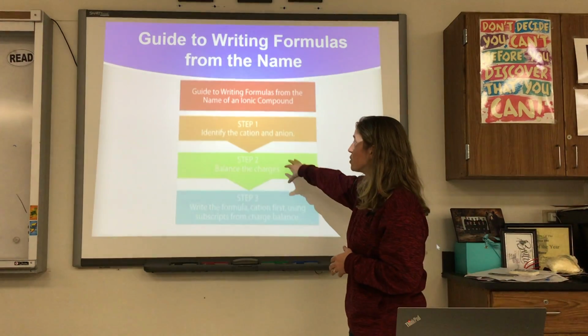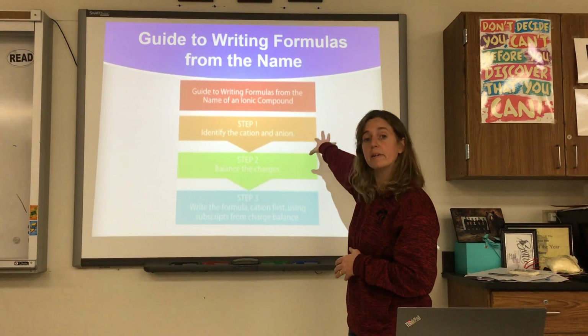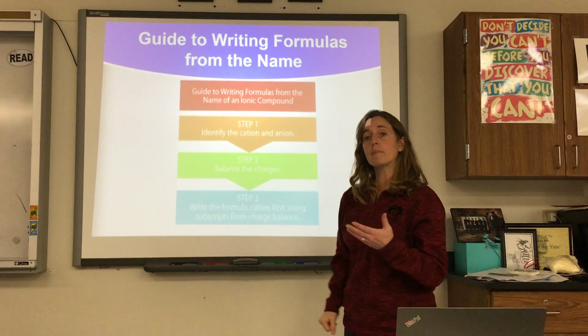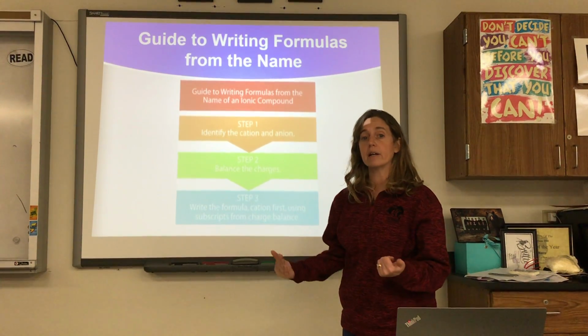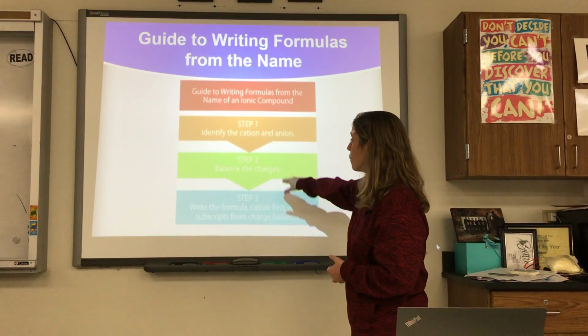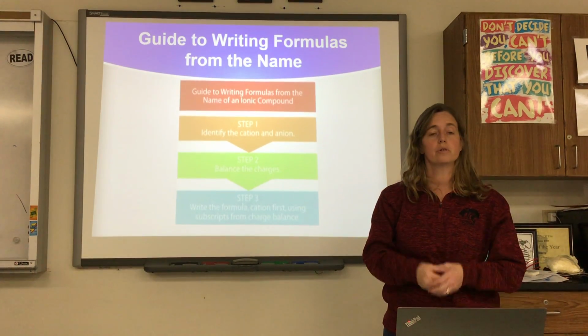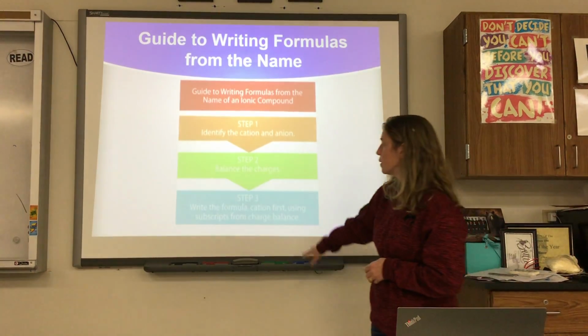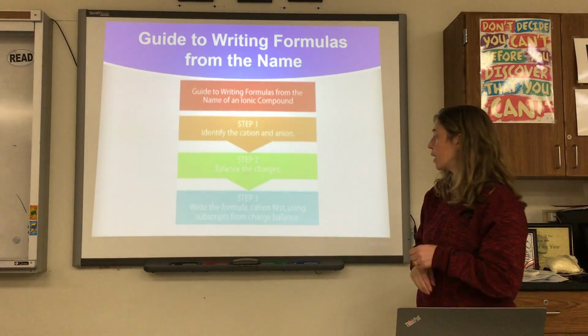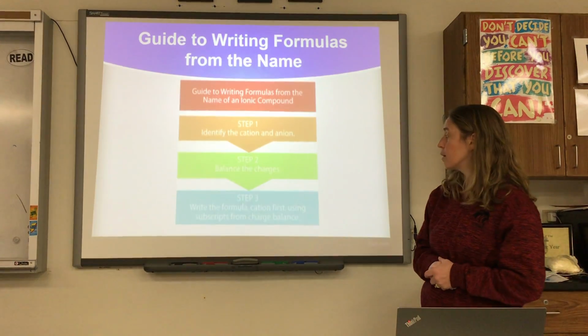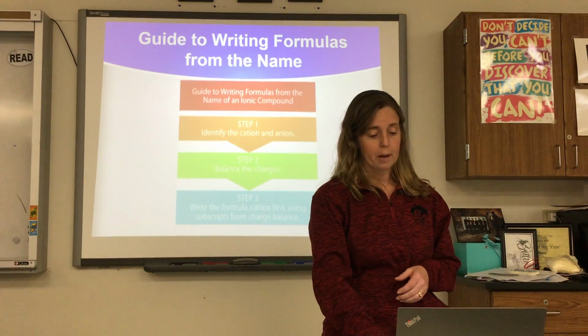So when you're looking at this, you're going to identify the cation and the anion, okay? Remember, the cation is always written first, the anion is written second. Then you will balance out your charges. Remember, they have to be electrically neutral, so they have to equal 0, okay? Then you will write the formula, cation first, using subscripts from the charge balance, okay?